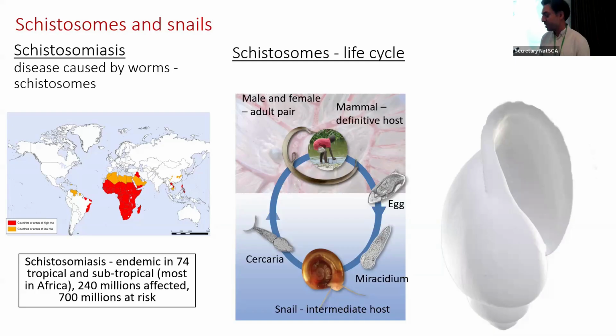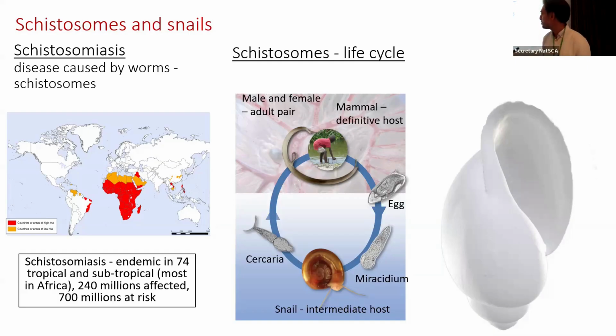It has a very interesting life cycle. The definitive host is a person, a human, or a different mammal, depending on the species of the parasite. So different species infect different organisms. The adult worms, which are a pair, male and female, live in veins, and the eggs of these worms get into freshwater bodies through urine or stool, depending on the species. So it must be a freshwater body, lakes or rivers.